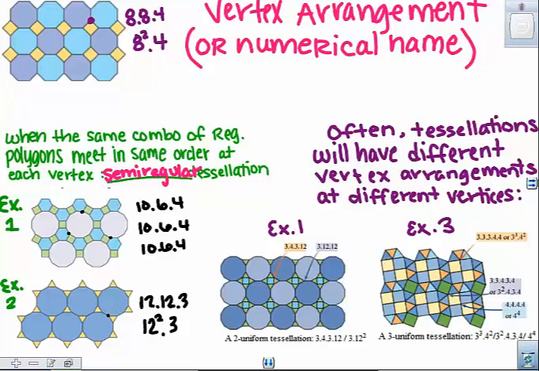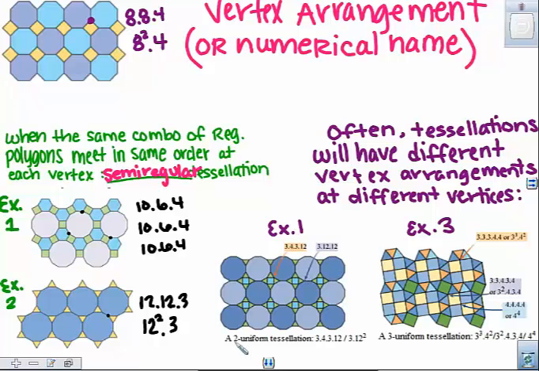Sometimes you'll have tessellations that have different vertex arrangements at different vertices. So these two examples point that out. At this vertex, at this intersection, there's a triangle, a square, a triangle, a dodecagon. So 3, 4, 3, 12. And then at this vertex, it's just a triangle, a dodecagon, a dodecagon. So 3, 12, 12. There's no square there. So any of the vertices you choose would be one of these two.